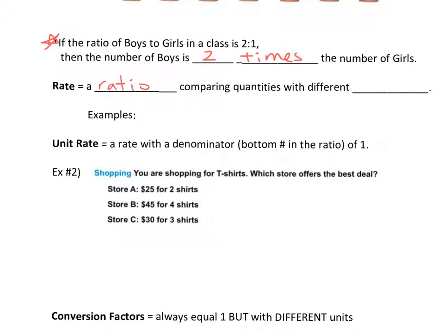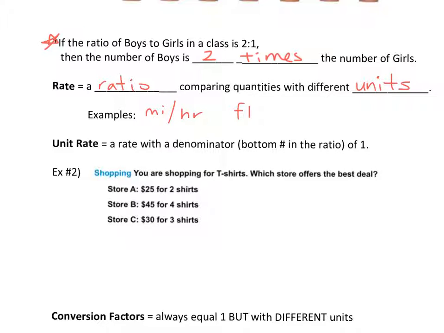Like rate. What is speed measured in? If your parents are driving on the freeway, they're going 65 miles per hour, right? So miles and hours, those are different units, is what you're dealing with. Okay? So examples, that would be like miles per hour.